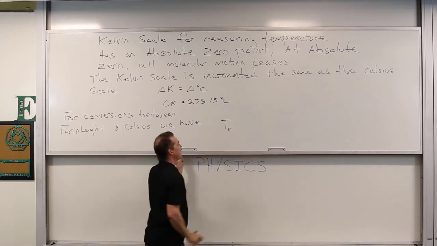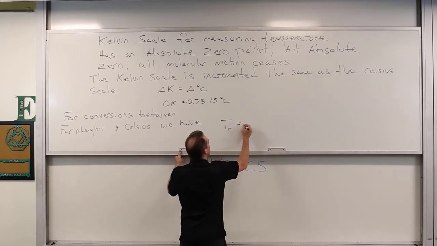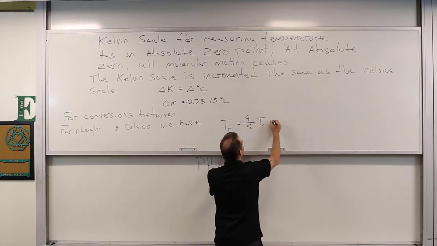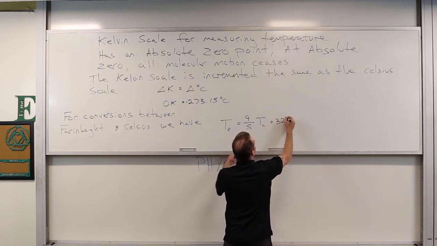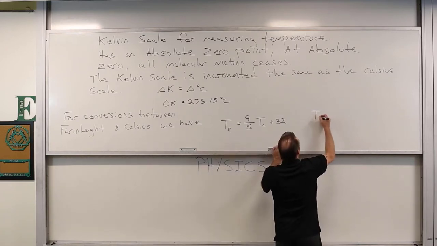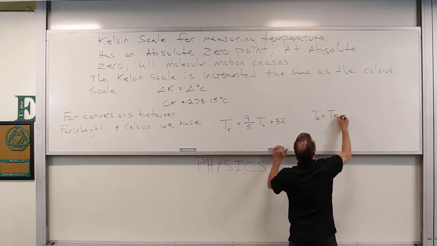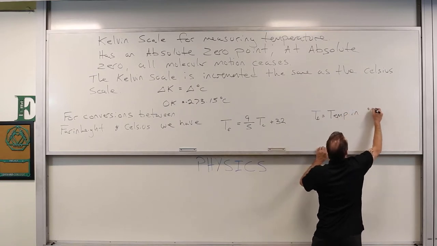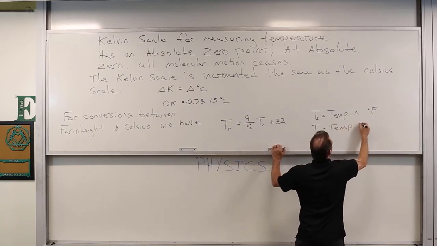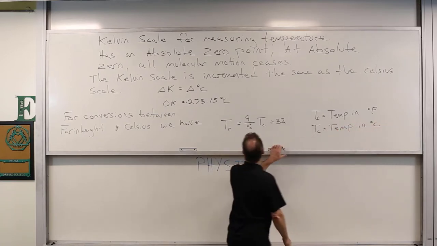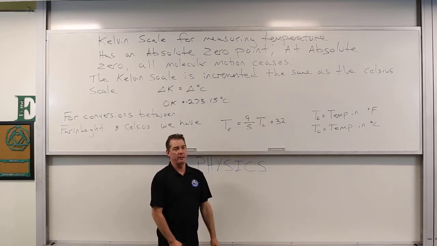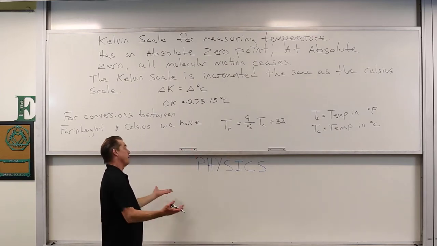We have temperature in Fahrenheit, T sub F, we'll say, is equal to 9/5 times the temperature in Celsius plus 32. We'll just put 32. So T sub F equals the temp in degrees Fahrenheit. T sub C is equal to the temp in degrees C. So you can see if we go, hey, 0 degrees Celsius, that goes to 32 degrees Fahrenheit. And we can start playing around with that and see, oh yeah, that makes sense.